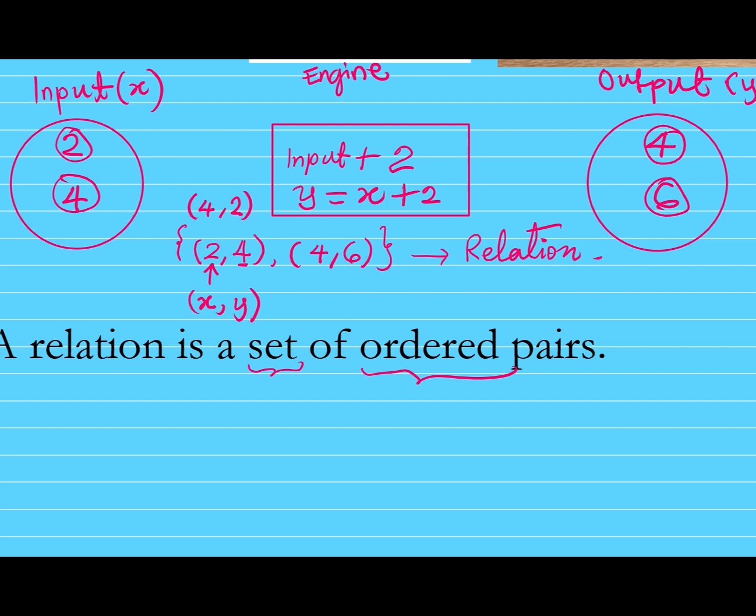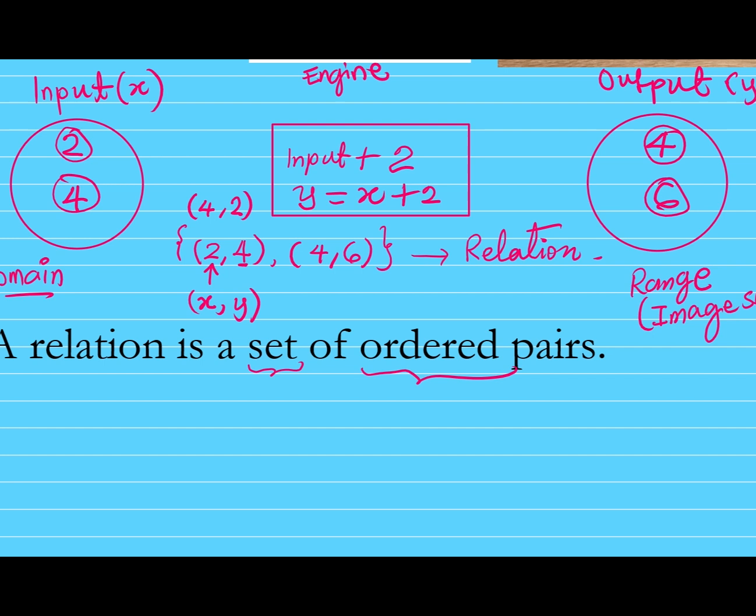Okay, so now that we know what the relation is, I just need to show you some other important terminologies. The set of all your inputs, together, you call the domain. And the set of all your outputs, you call the range. And sometimes you call the range the image set.